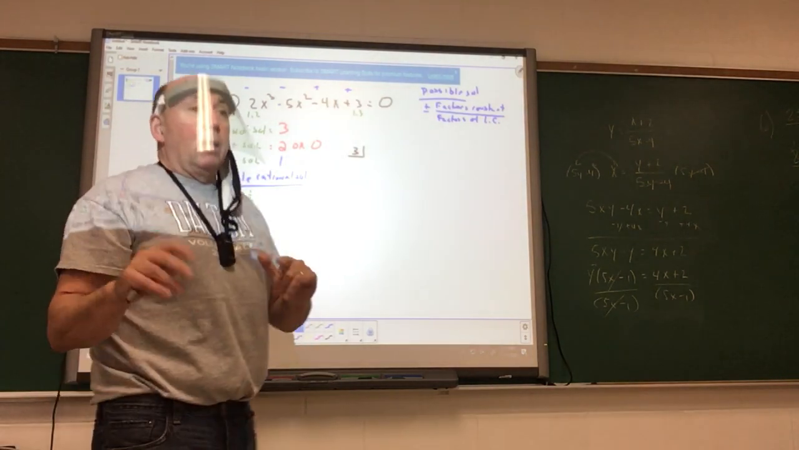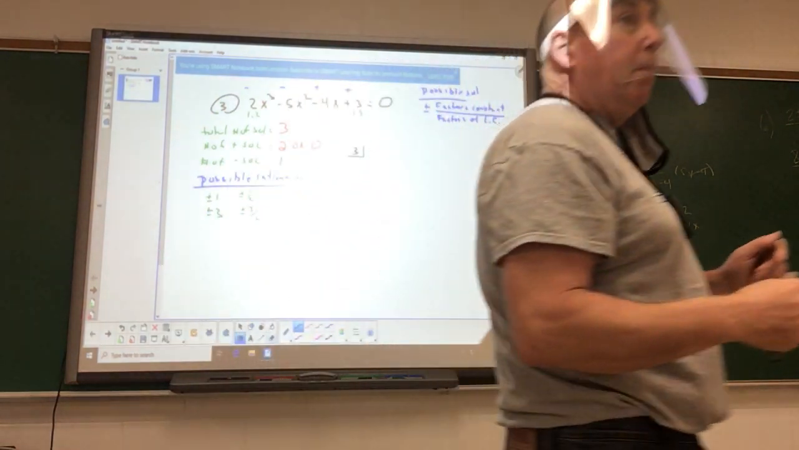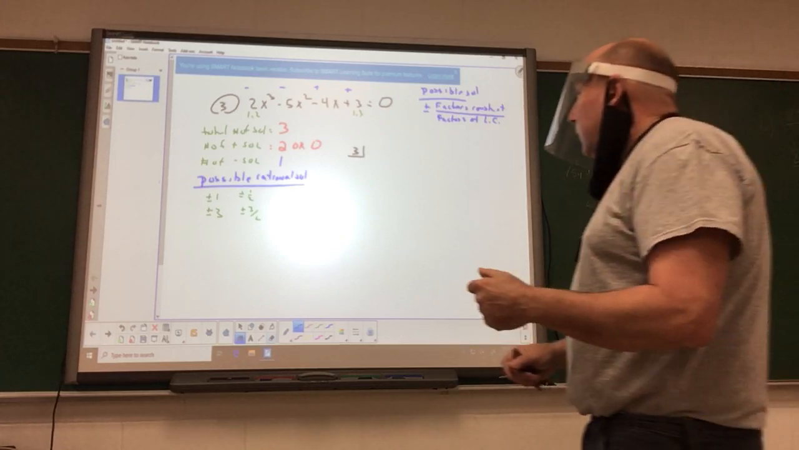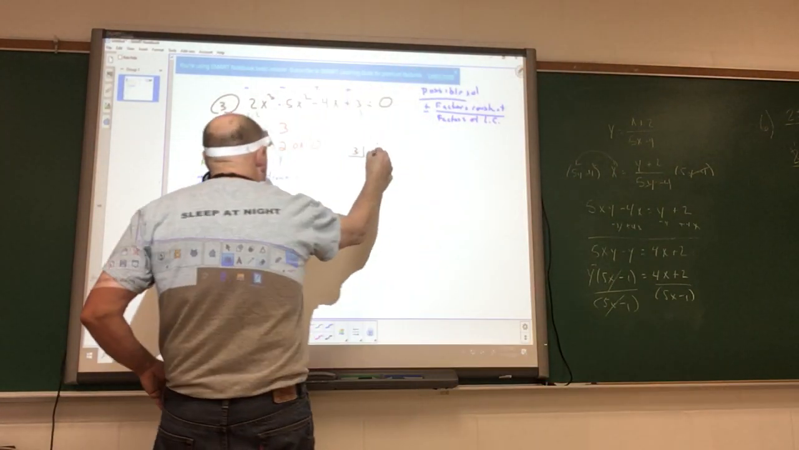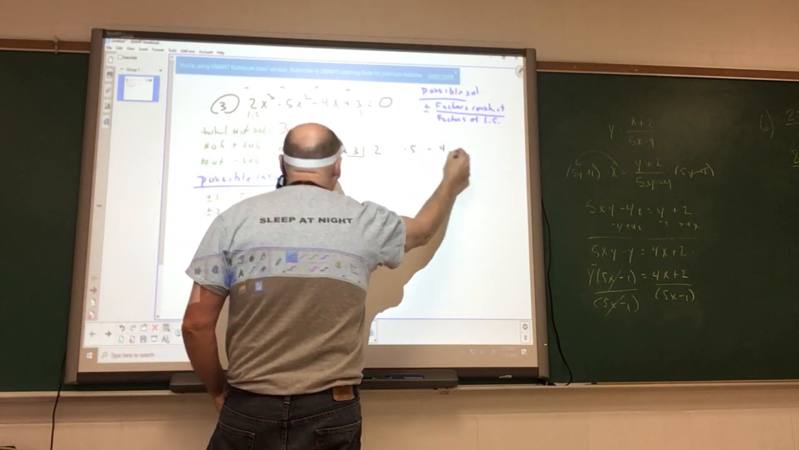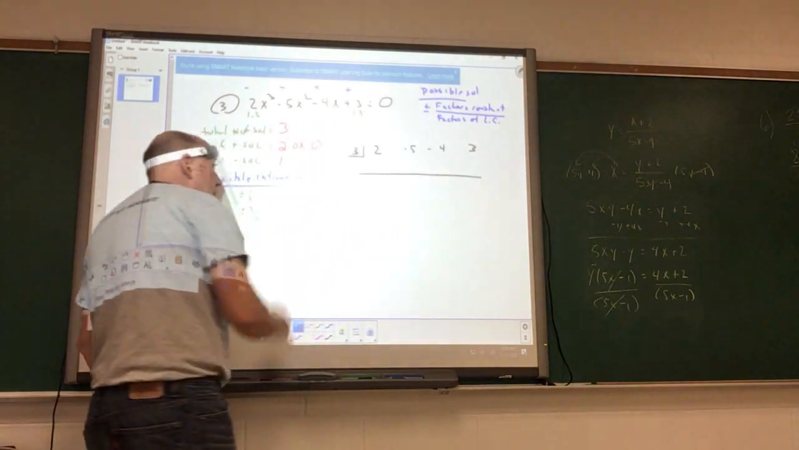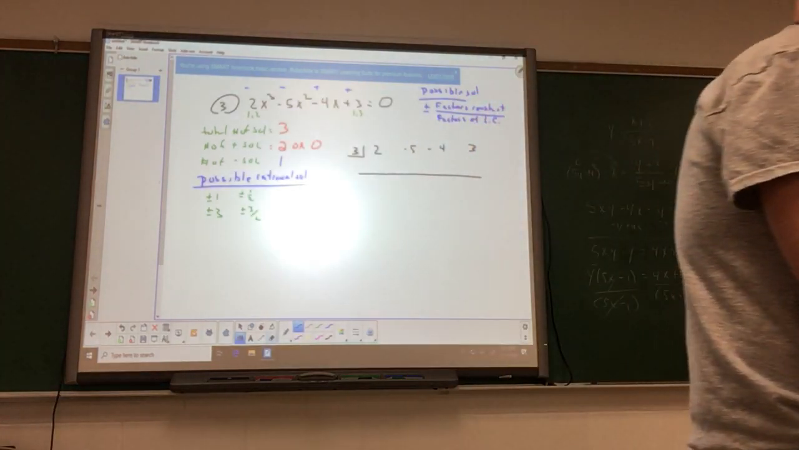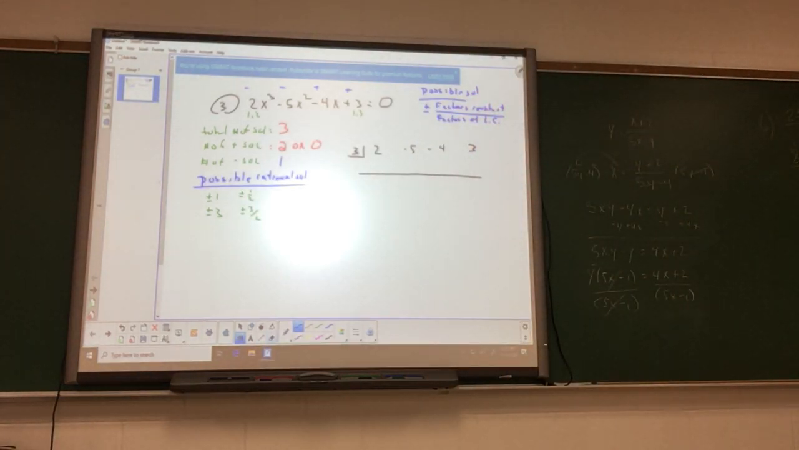Now, I know I can clickety clack that through the calculator. I understand that. But we're going to use synthetic substitution. You need to show me that synthetic substitution. So we have our coefficients 2, -5, -4, and 3. And what you hope for is that you get 1 right off the beginning. So I run this through synthetic substitution. Does it work? Does 3 work?